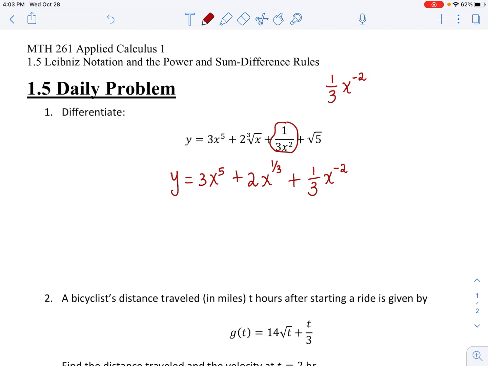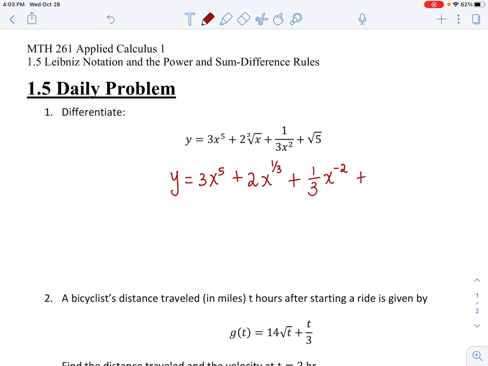A very common mistake, though, that I see every semester: whenever I give this problem, a lot of students want to write this as 3x to the negative 2nd power. But you see, the coefficient is really 1/3, and the exponent for 3 is just 1. So 1/3 stays as 1/3. It's just the x squared in the denominator that we're going to change to x to the negative 2nd power. So hopefully you're okay with why it is 1/3 times x to the negative 2nd power.